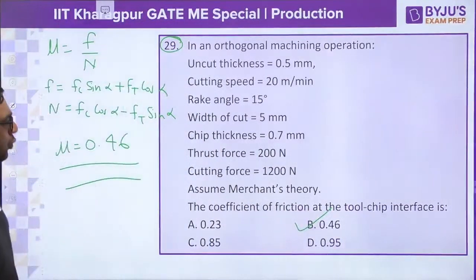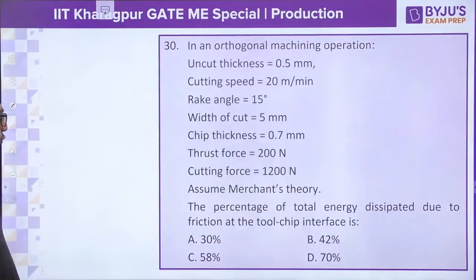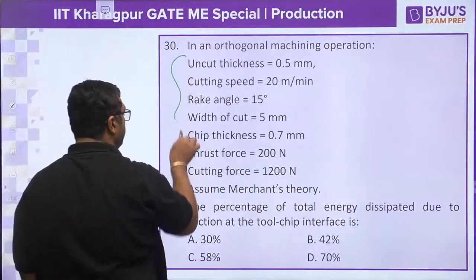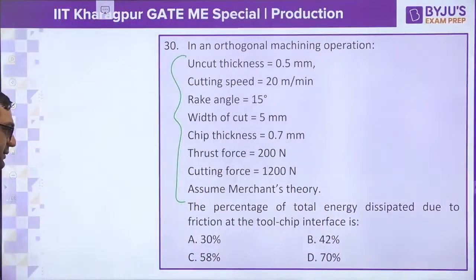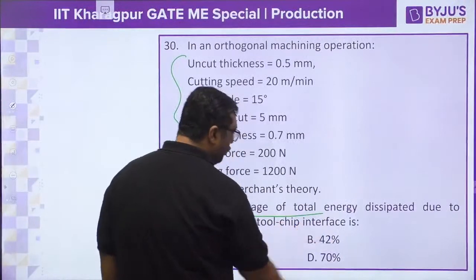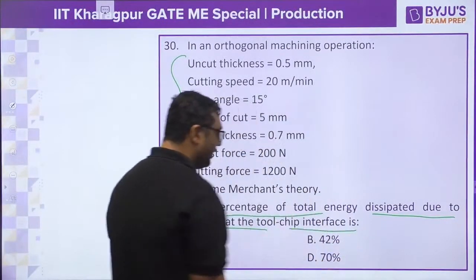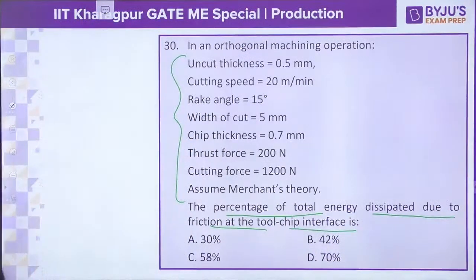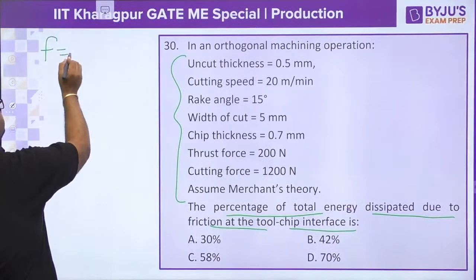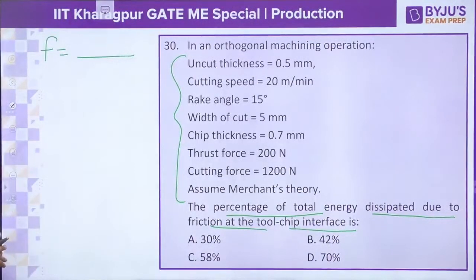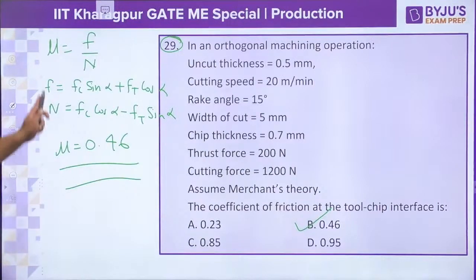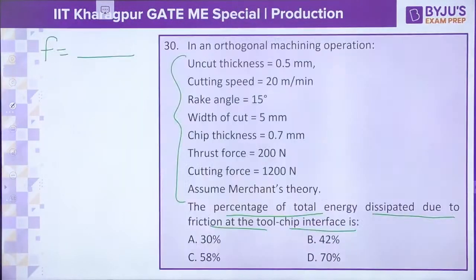So guys, now for the same data, the third question is: percentage of total energy dissipated due to the friction at the tool chip interface will be. So my dear, first of all you will find out the friction force. We have seen the formula in the previous question: Fc sin alpha plus Ft cos alpha. Find out the friction force.